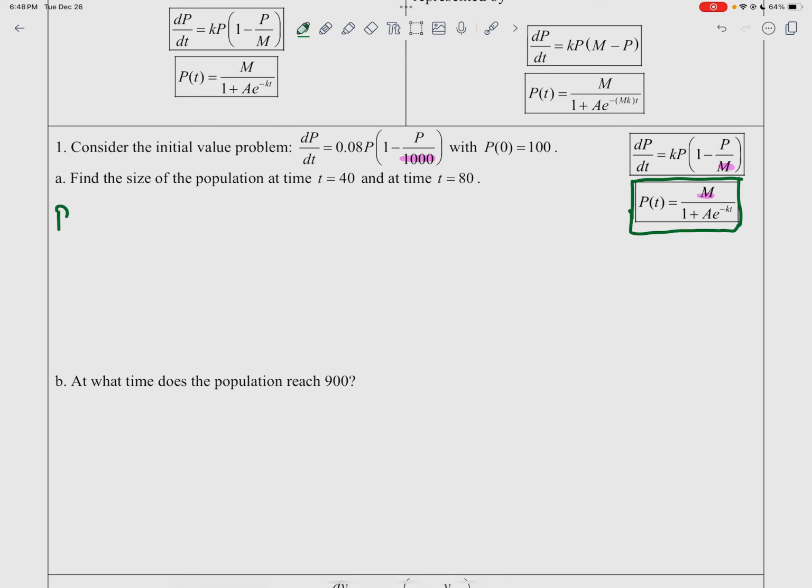So I know that I have P of t is equal to 1,000 over something. I don't know what A is, but I do know what K is. Remember that K is my growth rate. In this case, it's going to be 0.08. And then I know that t is going to be something. I'm going to use my additional condition now of P of 0 is equal to 100 to figure out what my A value is.